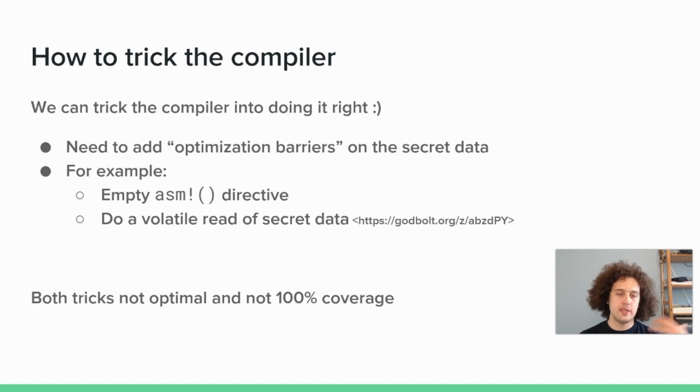Okay, so that is the language level. We can also look more at the compiler level. What do we need to do in the compiler to actually do it right? And it turns out we need to add some kind of optimization barrier for the secret data. So let me go back to the example real quick.